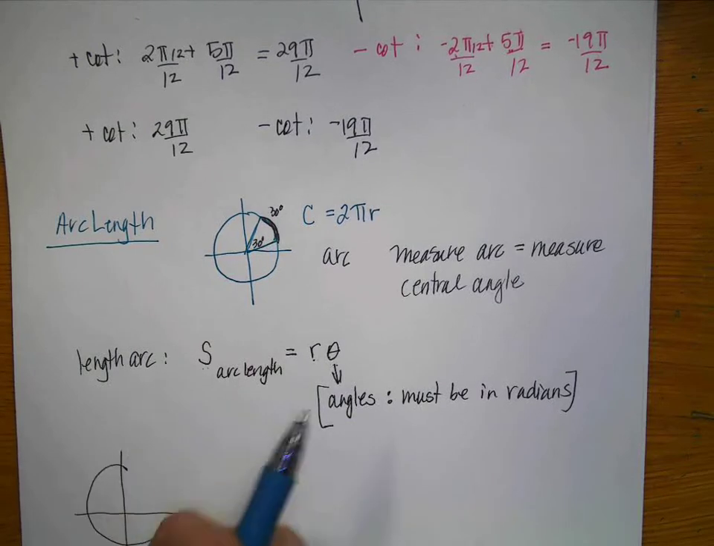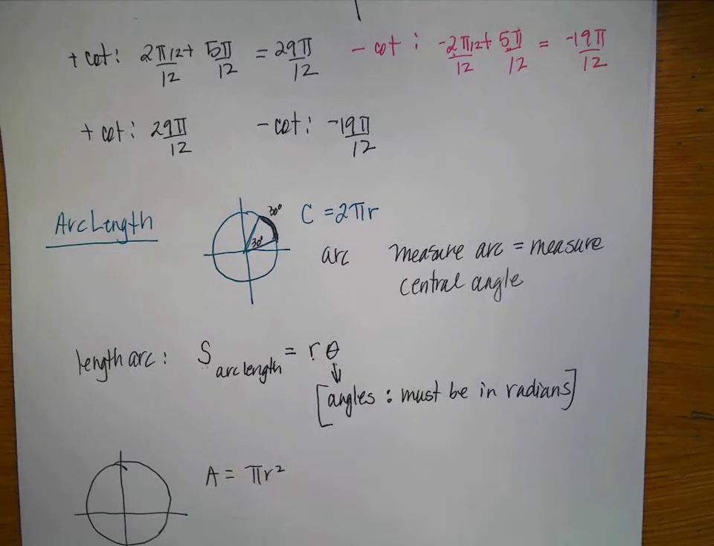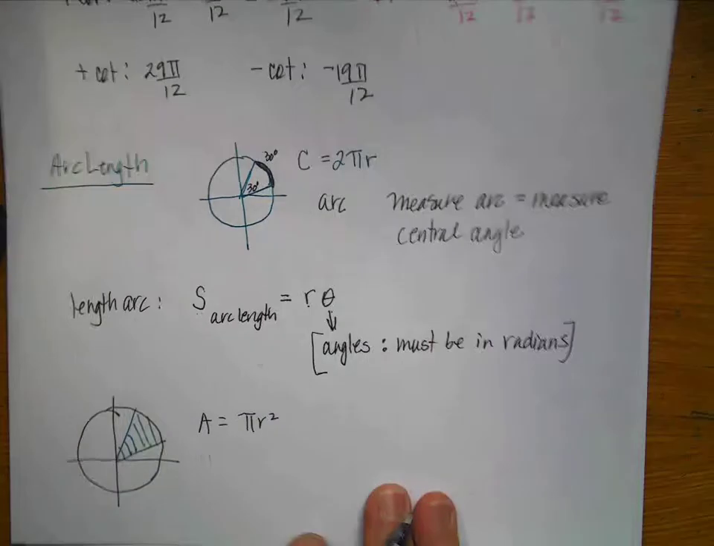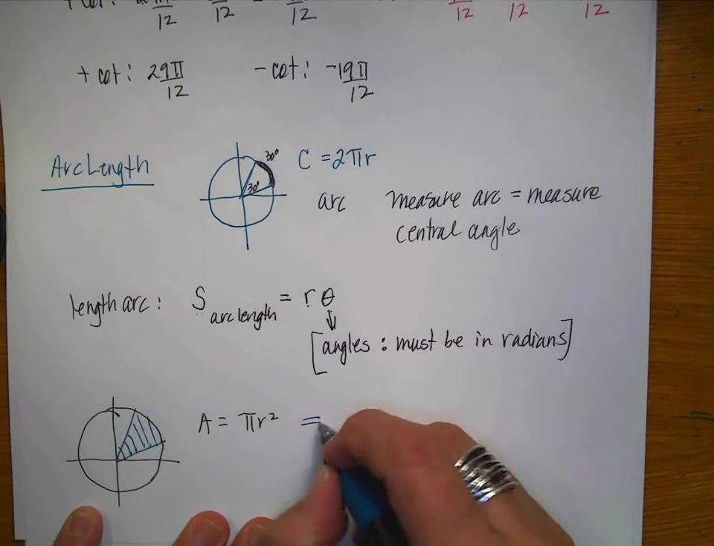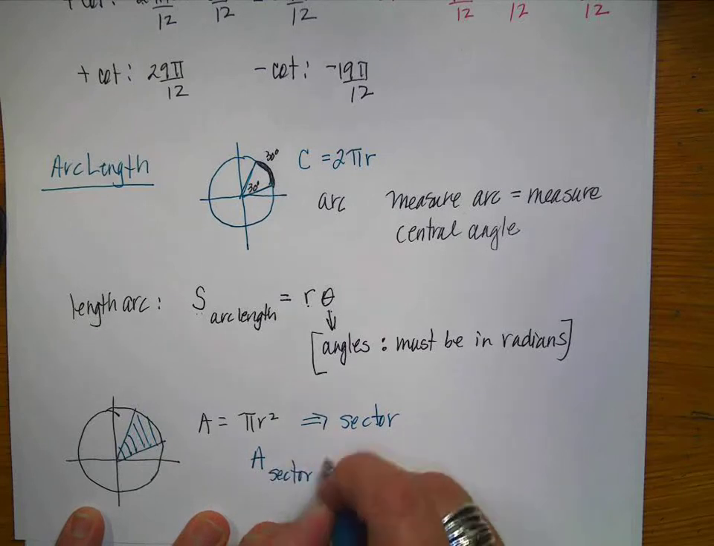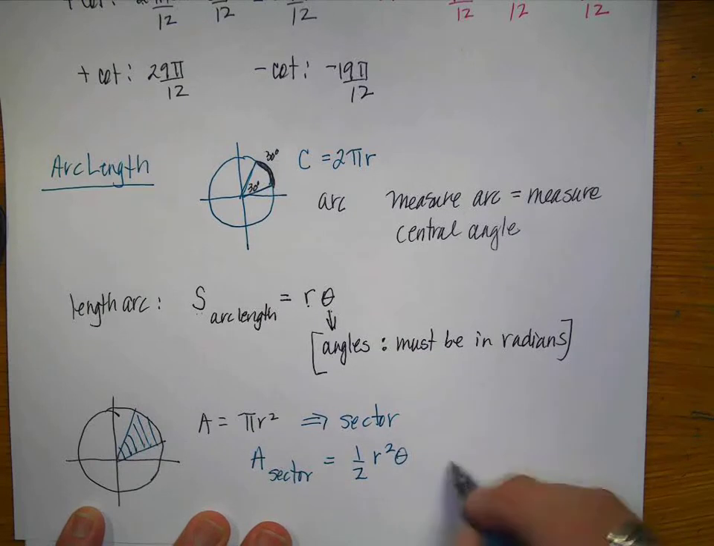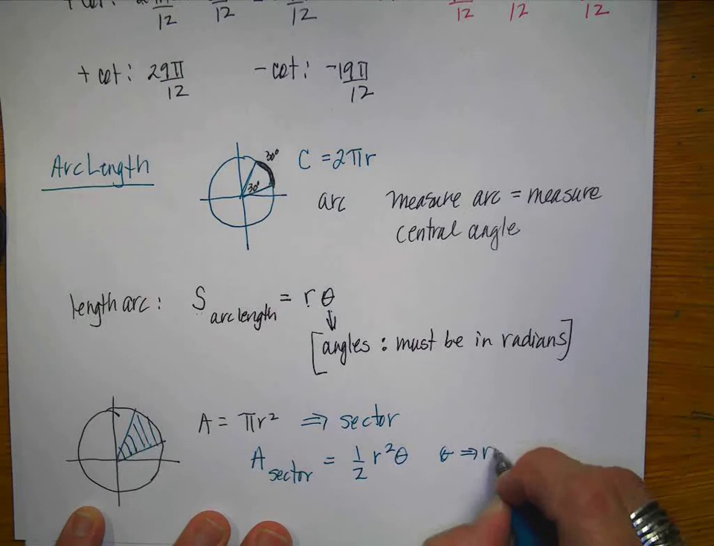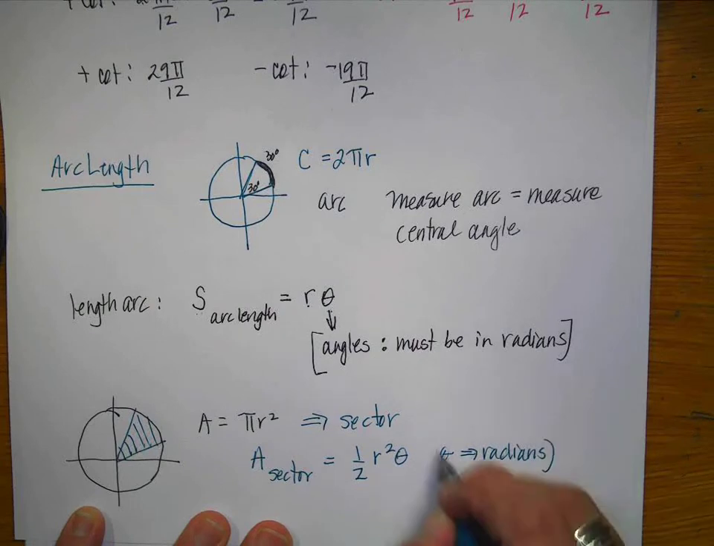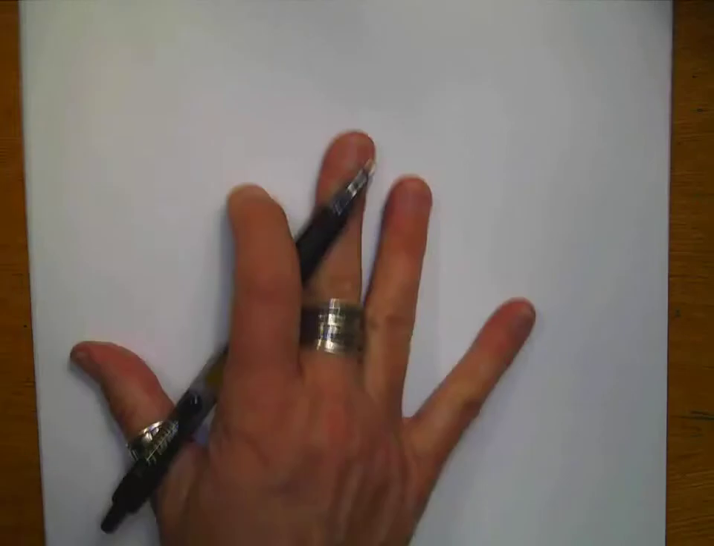And theta has to be in radians. Along those same measures, if I have a whole circle, the area of a circle is pi r squared. But what if I want to calculate the area of a slice of the circle? That is called a sector, and the area of a sector is going to equal 1/2 r squared theta, and again, theta has to be in radians. So if it's not in radians when the problem starts, then you have to do your unit conversions.